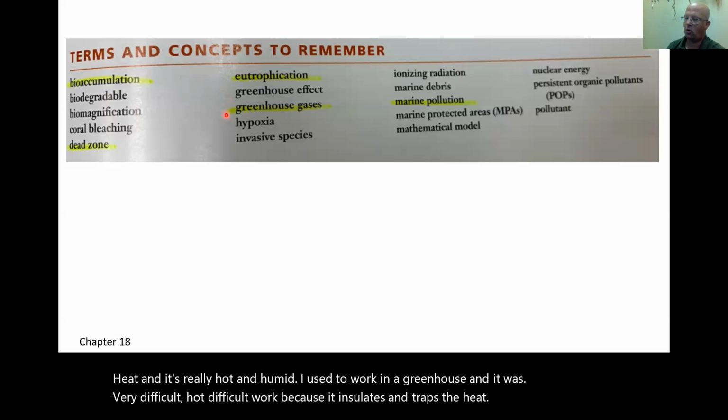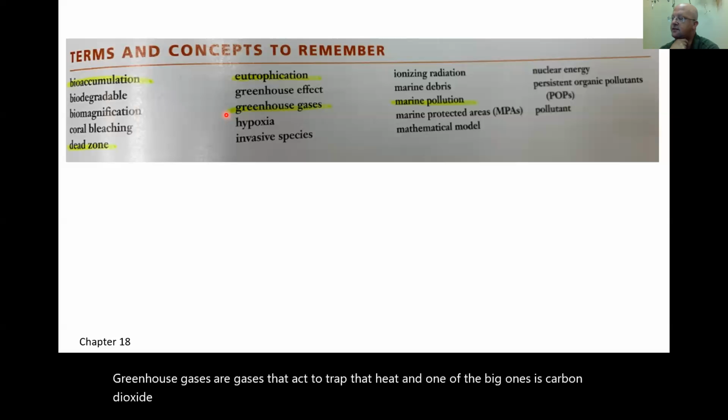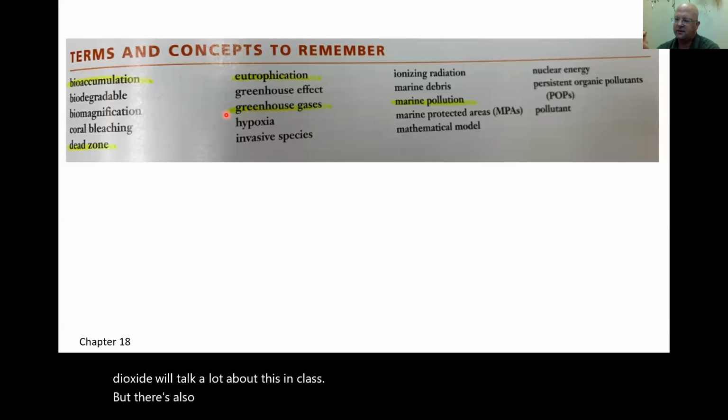Greenhouse gases are gases that act to trap that heat. And one of the big ones is carbon dioxide. We'll talk a lot about this in class. But there's also others as well. But carbon dioxide is a big one. Methane, CH4, is also a big one too.